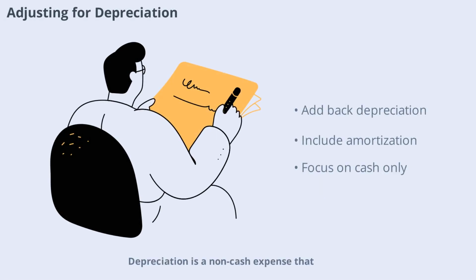Depreciation is a non-cash expense that reduces net income but doesn't affect cash. When compiling your cash flow statement, add back depreciation to net income. This adjustment ensures your cash flow reflects only actual cash movements, not accounting entries. Other non-cash items like amortization are treated the same way. These adjustments are crucial for an accurate statement.